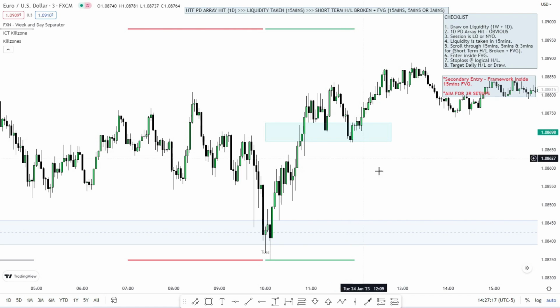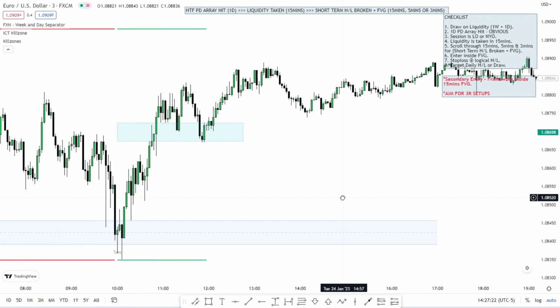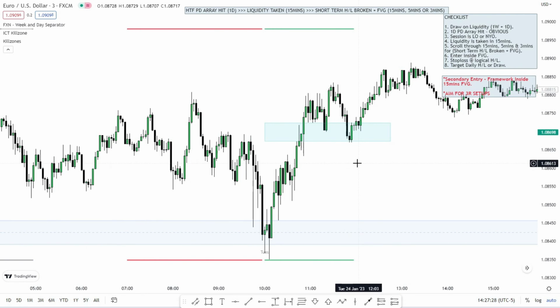So we didn't need to wait for this one. But if you did, it was a bit choppy because I think of time. Yeah, time was just over. After 12 it just becomes choppy.